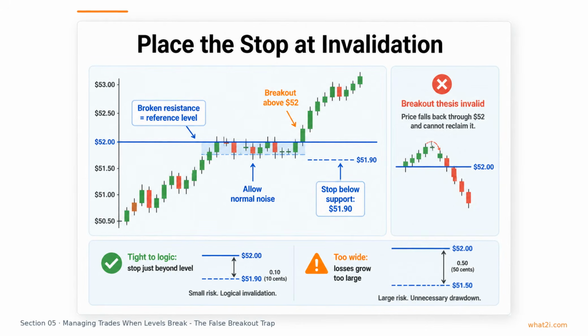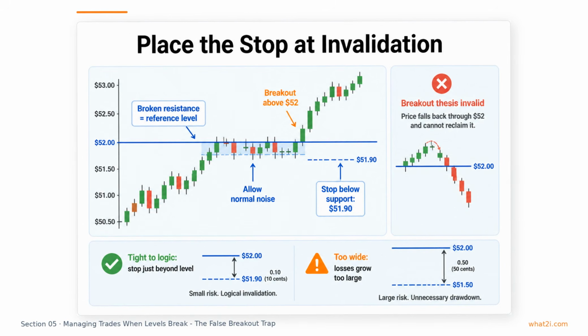The stop loss for a breakout trade should be placed at invalidation, not at some arbitrary distance. Use the broken level as your reference point, then place the stop slightly beyond it to allow for normal noise. For an upside breakout, that often means below the new support area created by the old resistance. If price falls back through the level and cannot reclaim it, the breakout idea is probably wrong. At the same time, avoid making the stop so wide that the loss becomes larger than the setup deserves. A good stop is tied to the logic of the trade.